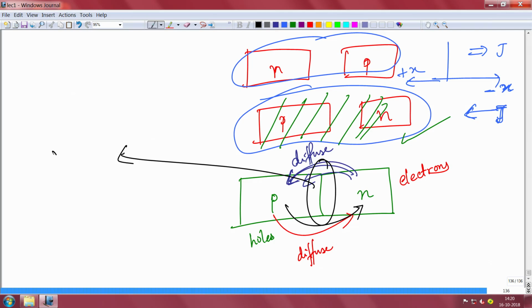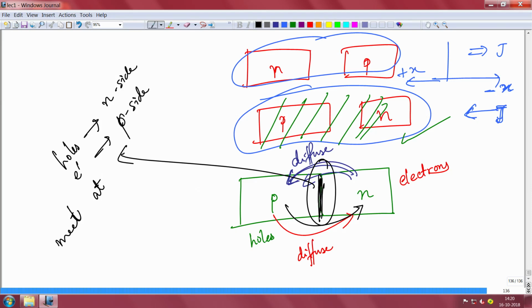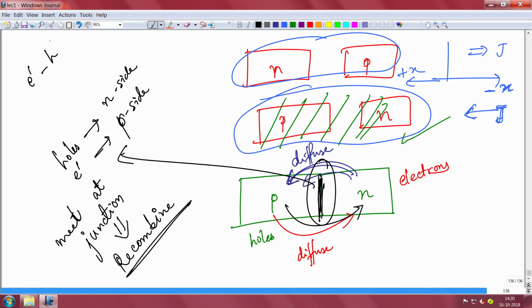When they diffuse, holes are diffusing to the n side and electrons are diffusing to the p side. While they are diffusing physically, they will actually meet at this junction, and the moment electrons and holes meet at the junction, they will recombine. And when they recombine, electrons and holes are gone, right? They have recombined, they have vanished now. What is left behind when an electron and a hole recombine?